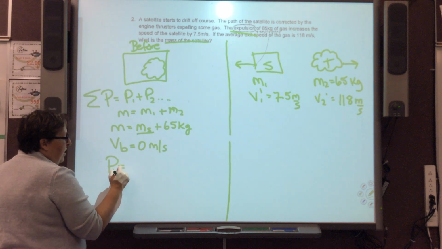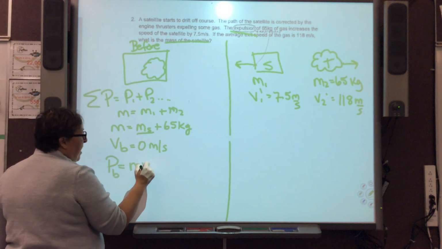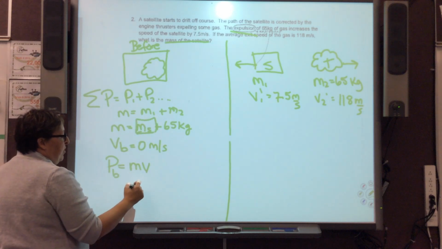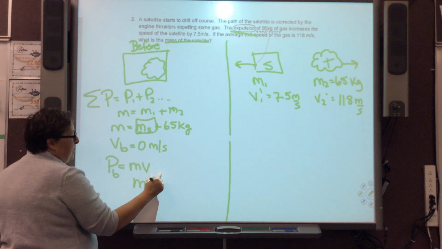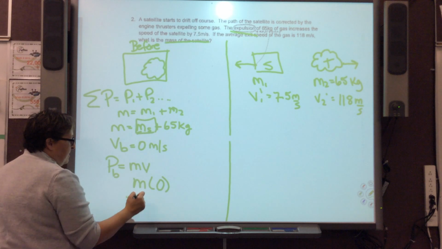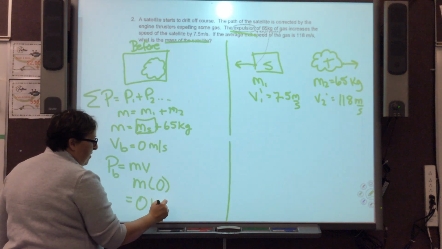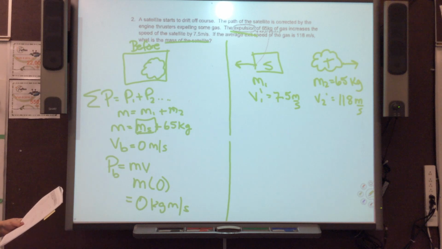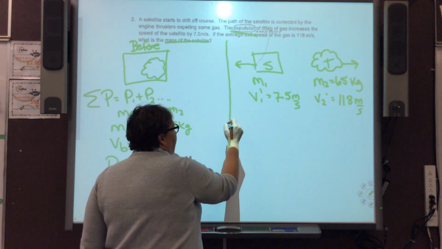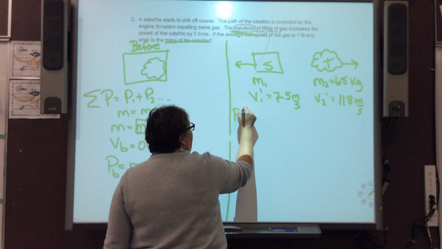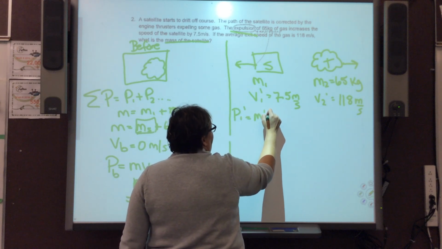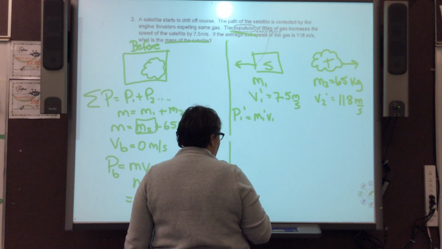Momentum before is mass times velocity. It doesn't matter that we have this unknown variable because anything times 0 is 0. Okay, afterwards we have this. We have P1 prime is going to be equal to M1 prime V1. Actually, mass doesn't change.